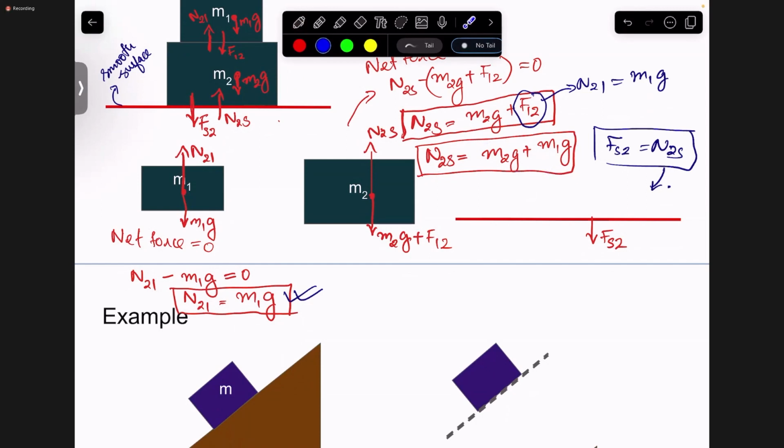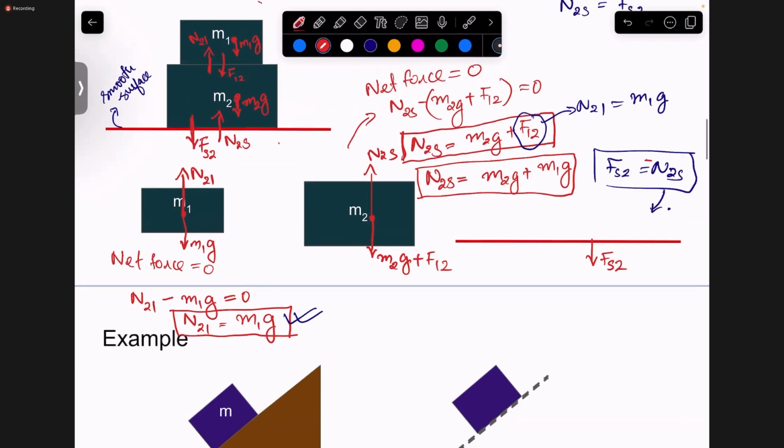You should see that there is no sign consideration here. FS2 is actually minus N2S. So if you are considering sign, FS2 equals minus N2S, and the rest of it is correct, I guess. So the sign is like this. Otherwise, magnitude wise, these two are equal.